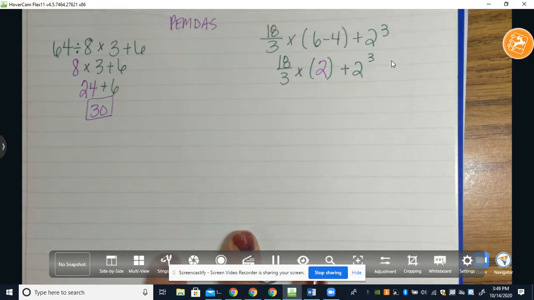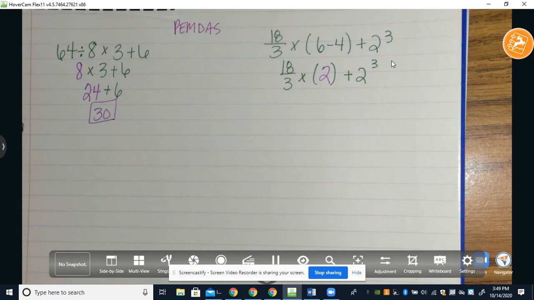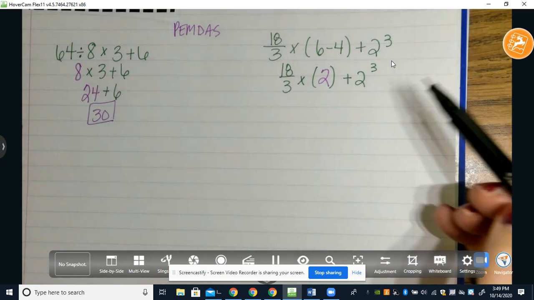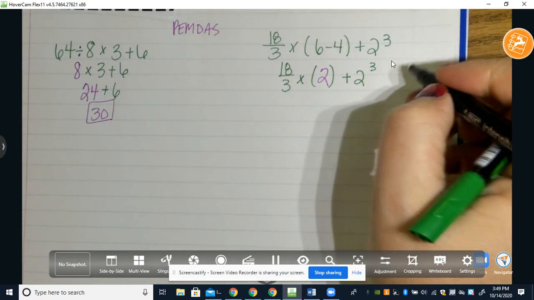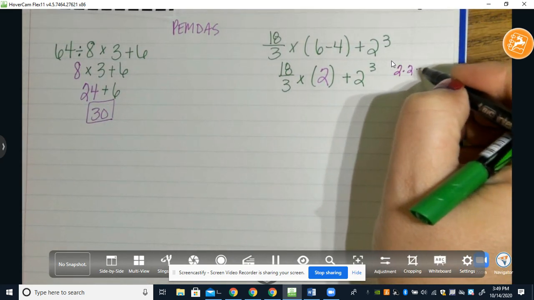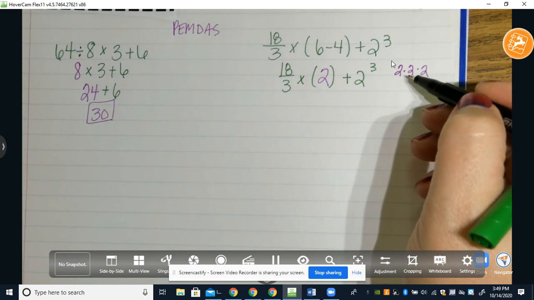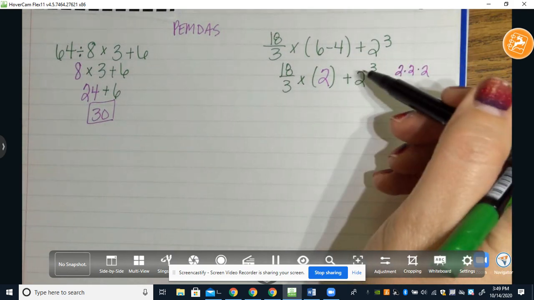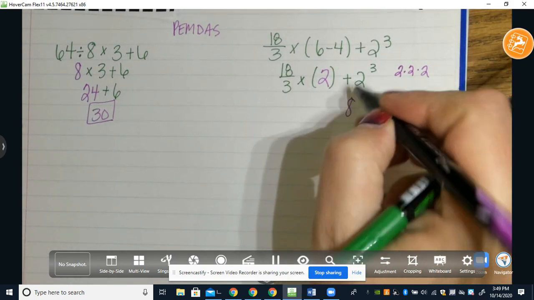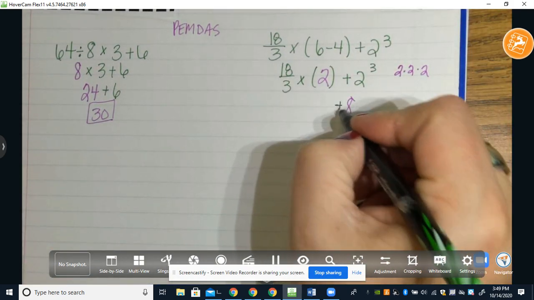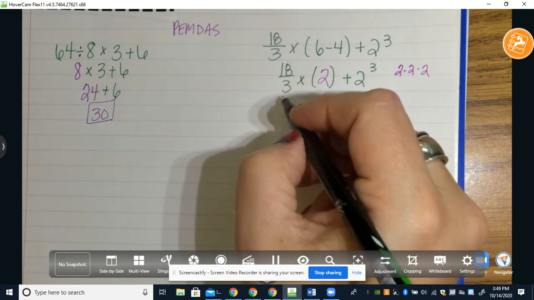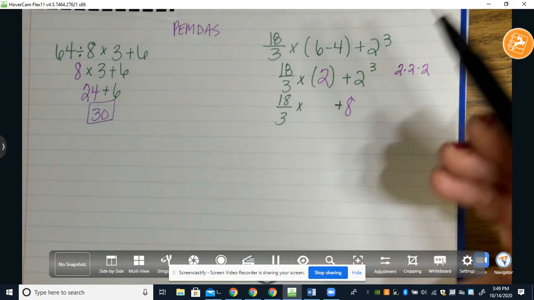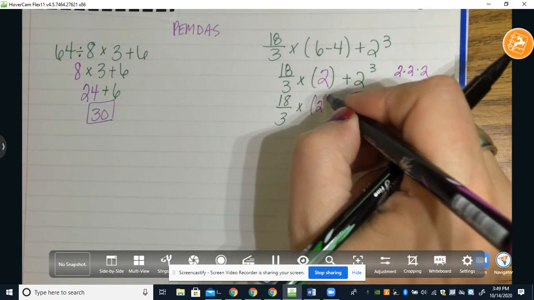All right, so I did what was in parentheses first. Now I have to go into exponents. So I have 2 cubed, which is like saying 2 times 2 times 2. Well, 2 times 2 is 4. 4 times 2 is 8. So then this becomes an 8. Plus, and then I'm going to bring everything down: 18 over 3 times 2.